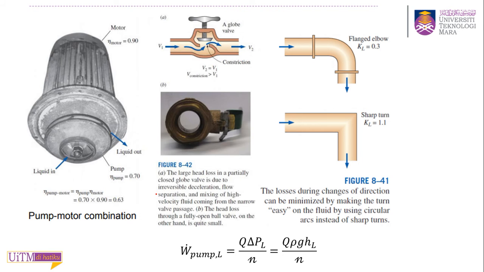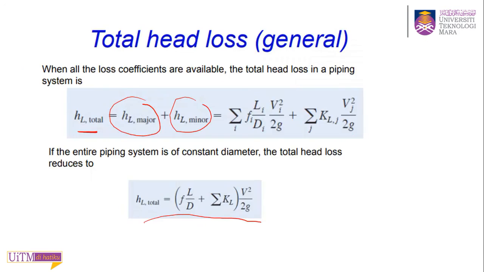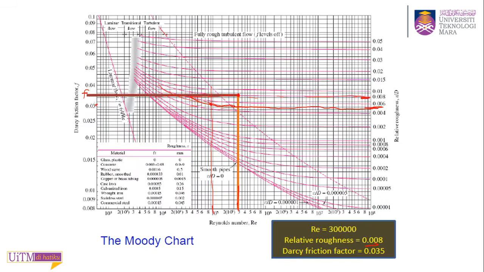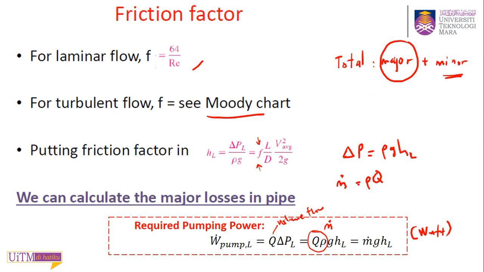And before this, when we discussed the pumping power requirement, we just multiplied the volume flow rate with the pressure losses, or the volume flow rate with rho G HL, because we know pressure losses equal to rho G HL. In this case, we assume the pump is working at 100% efficiency. There's no losses.